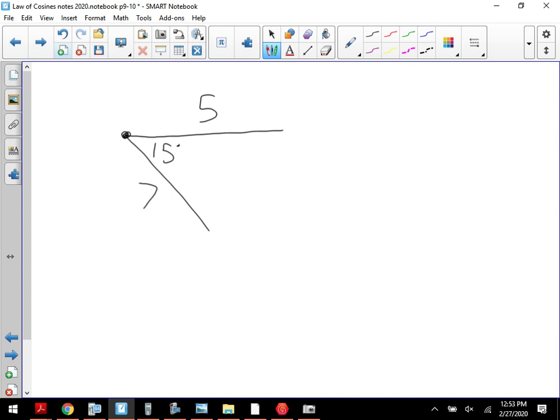The question was, how far apart are they at the end? So basically what we've done is we've created a triangle trying to figure out how far apart they are now. Well, when I look at this, is it side angle side, side side side, angle side angle, or side side angle? Which one are you going to use? Law of cosines or law of sines?